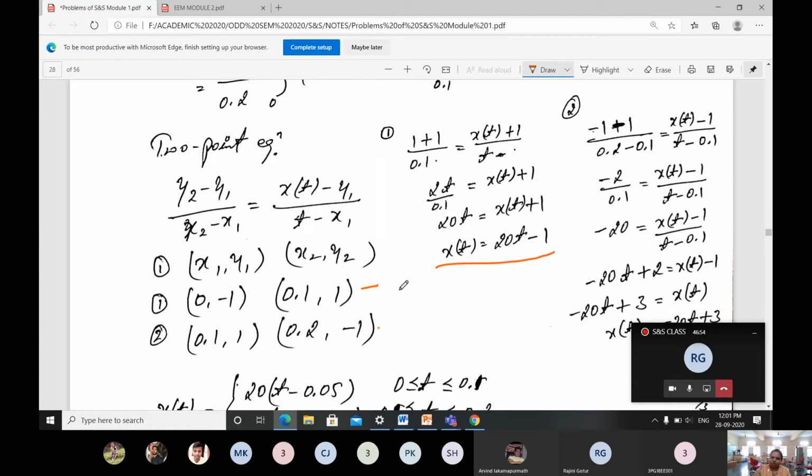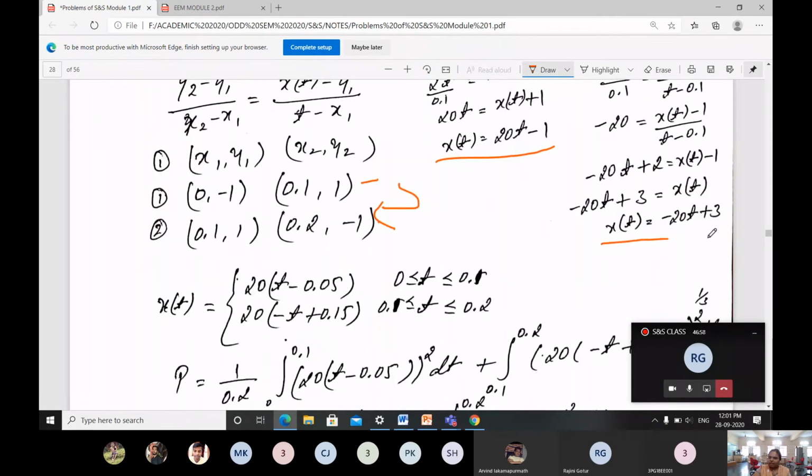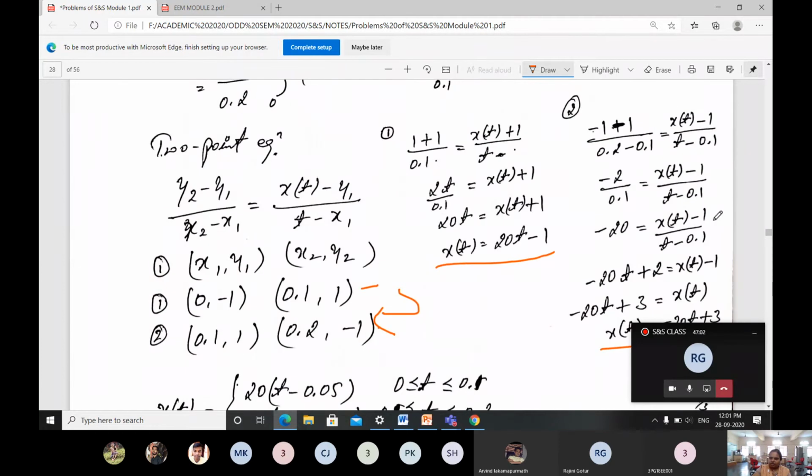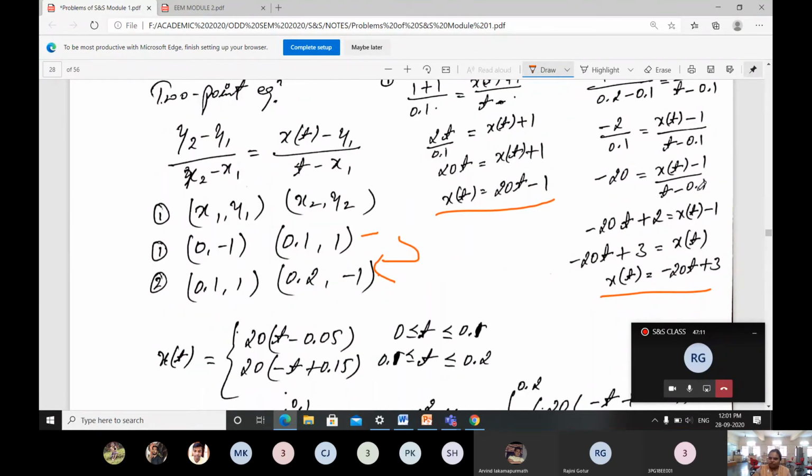In the same way, substitute for the second point also. You will be getting x of t as minus 20t plus 3. A simple calculation, I hope you can do this. Here 0.1 is there, here 20 is there. This 0.1 I can write as 1 by 10. If I take the denominator to the numerator, it will be 10, and 2 into 10 is 20.